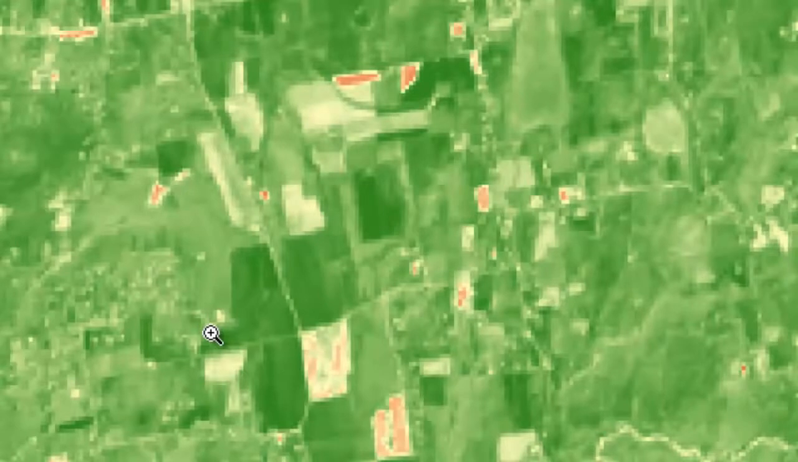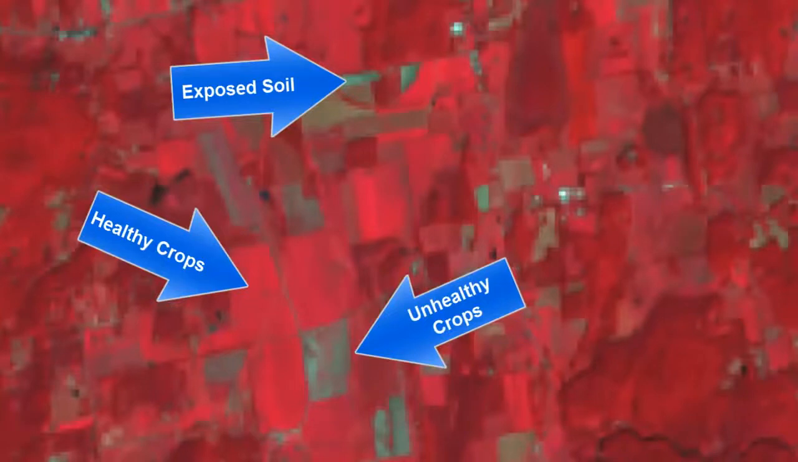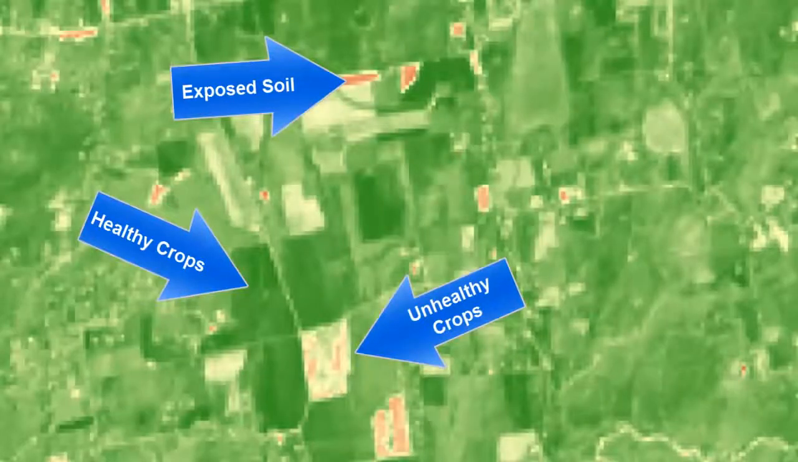Now let's move south to a landscape that's dominated more by agricultural land use. Those fields with active healthy crops have high NDVI values. NDVI values tend to be low in those fields where the crops have either been recently harvested, exposing the bare soil, or the crops are in poor health.